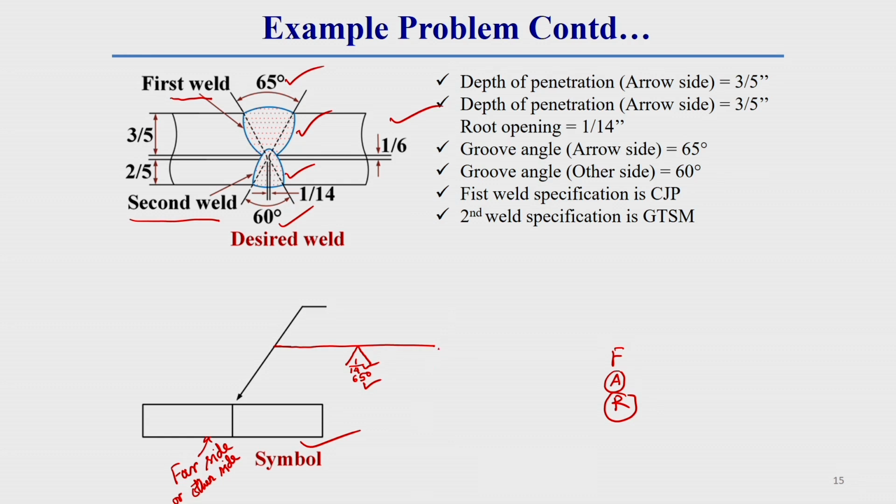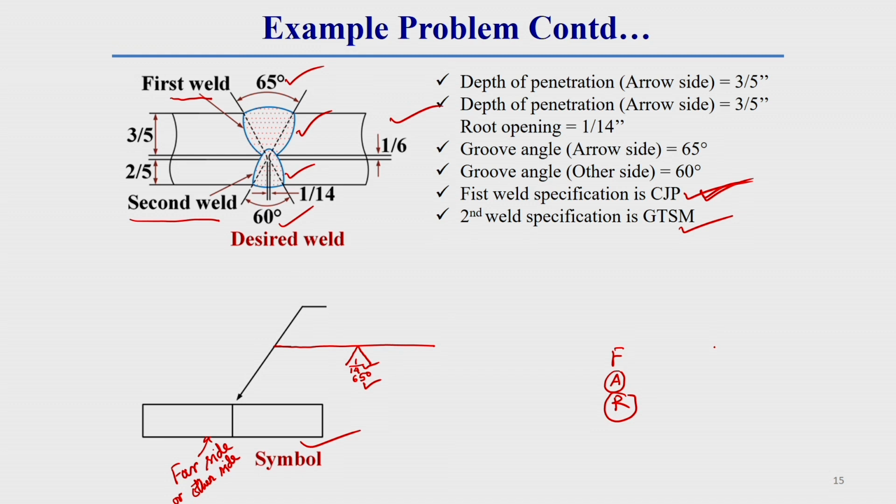Here some specification is given for this welding operation. The term CJP is commonly used in the welding industry; it is called complete joint penetration. So the specification of the first weld is CJP, whereas in the second operation the specification is GTSM. GTSM is also a term used in the welding industry; its full form is gouge to sound metal.